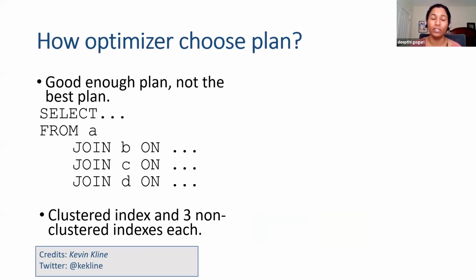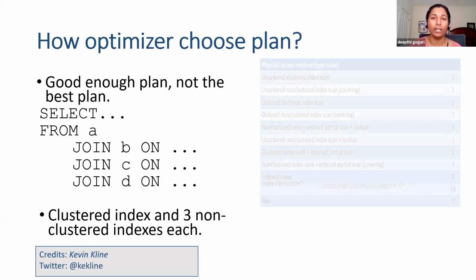Now, what is the difference, right? The time and the cost is the difference. Let's take an example here. We have a very simple select statement with a 4-table join. Let's say each table has a clustered index and 3 non-clustered indexes on top of each object. Now, what if the optimizer has to go ahead and get the best plan instead of the good plan? What does it have to do?